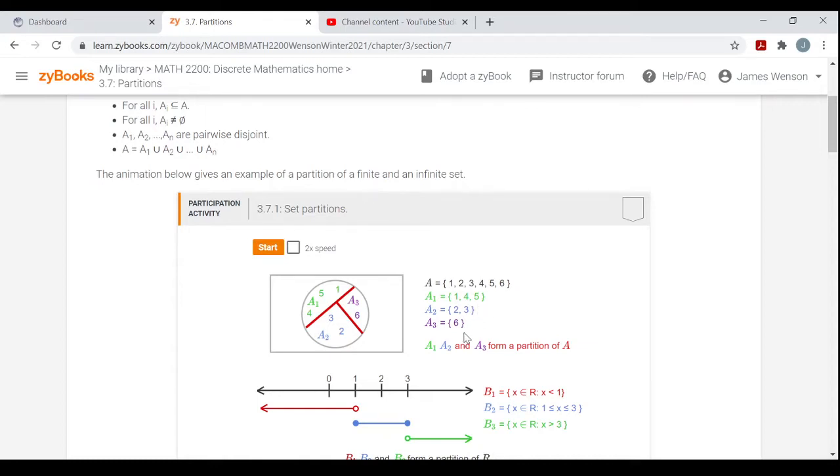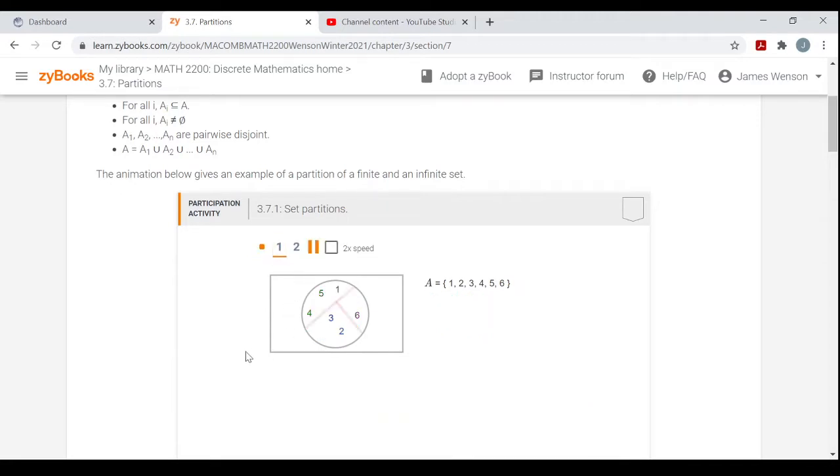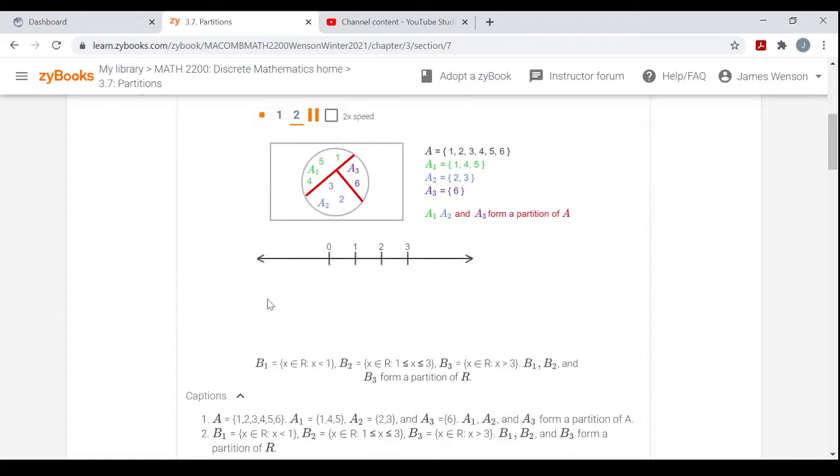So these three sets are pairwise disjoint, and the union of all three of these sets is the set 1, 2, 3, 4, 5, 6. So they would say A1, A2, and A3 here form a partition of set A. And I'll play the animation. And they say break it into non-overlapping pieces. Simple as that. And then they have another example with a number line.